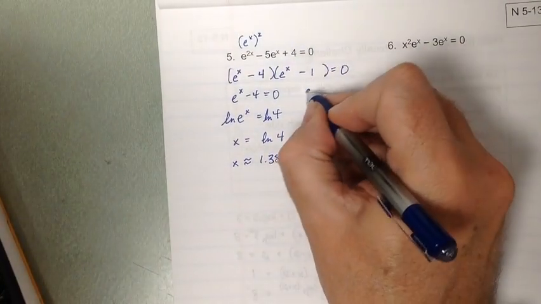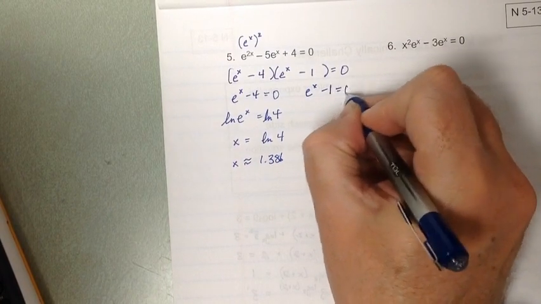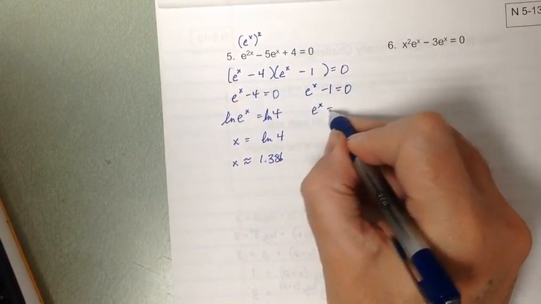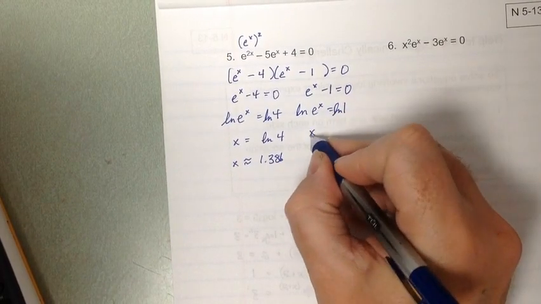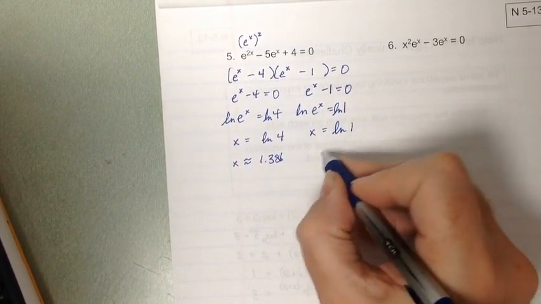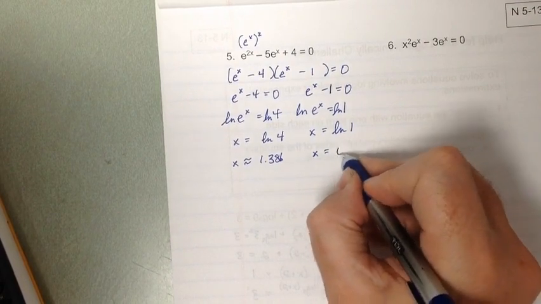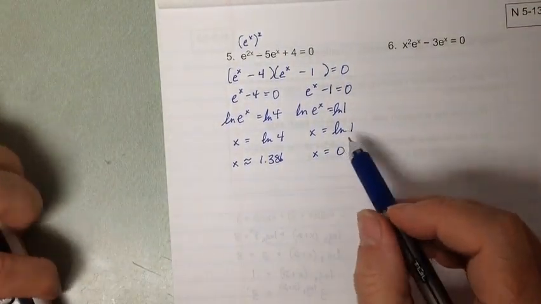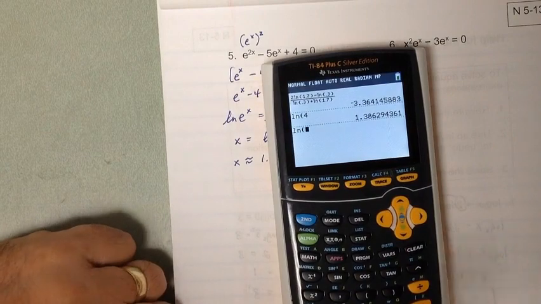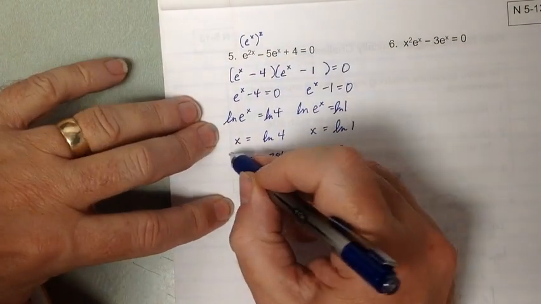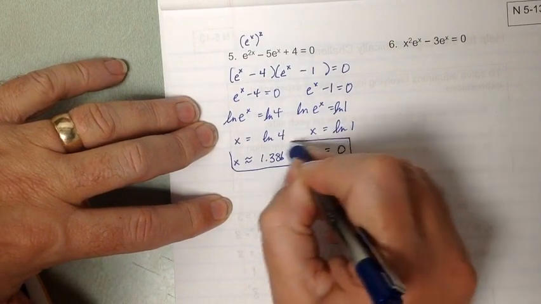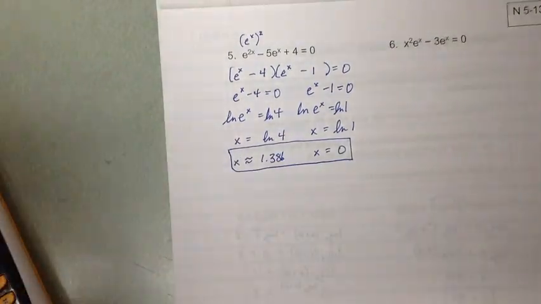Okay? On the other one, e to the x minus 1 equals 0. So e to the x equals 1, and I do natural log on both sides. And x equals natural log 1. Natural log 1 is 0 because e to the 0 power equals 1. And if you're not sure about that, we do natural log 1, and you'll see that it's 0. And that's actually exactly 0. Okay?